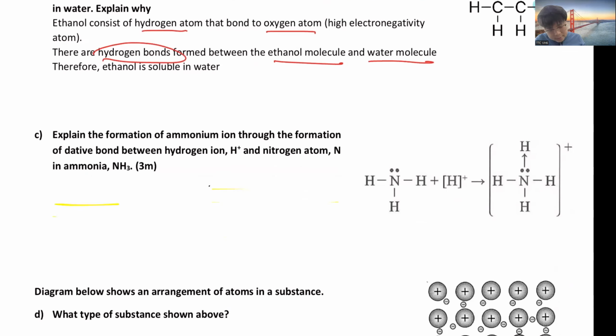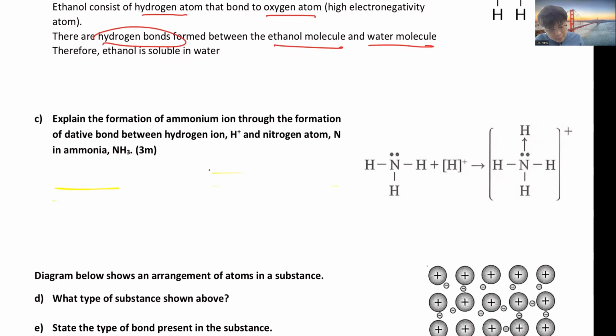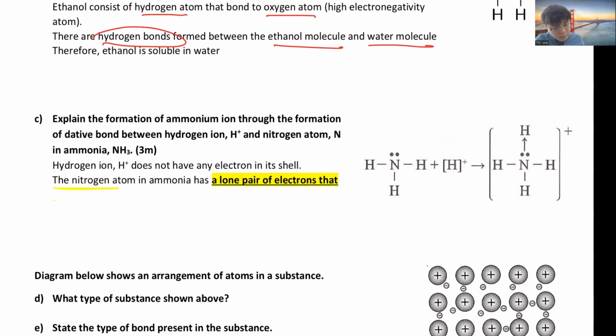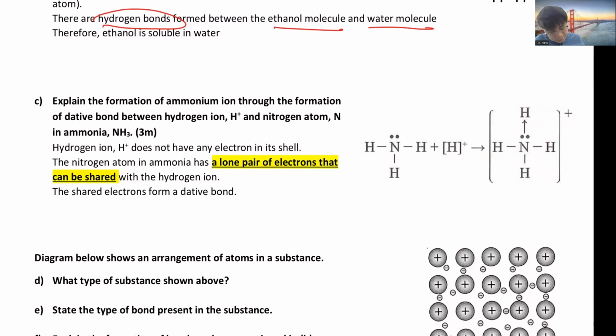Okay, then this is a dative bond. They will ask how hydrogen forms a dative bond with ammonia. You must mention hydrogen is very poor, it doesn't have any electron. Then the nitrogen in ammonia, on this side, has a lone pair of electrons. Then the shared pair of electrons is taken and shared, and this part will be the dative bond.